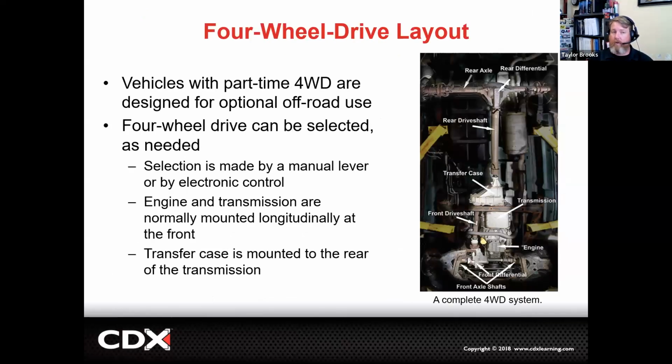Now, if we look at a four-wheel drive layout, part-time and full-time four-wheel drive will have similar layouts in that we'll have the engine typically located up front, the transmission right behind it, and then a transfer case, or our torque splitting unit, after that. And the transfer case is going to be sending torque to the rear differential as well as the front differential. So we'll have two drive shafts, one going forward, one going back.